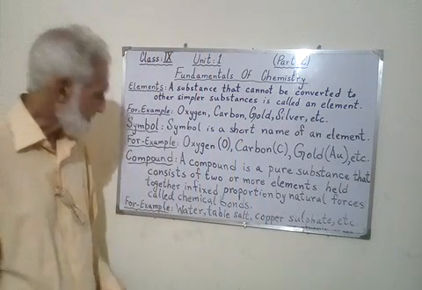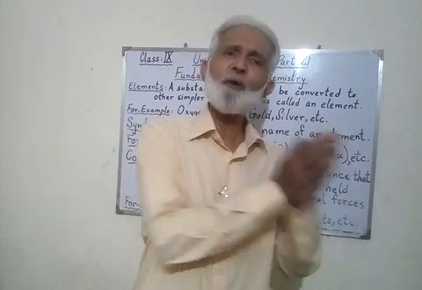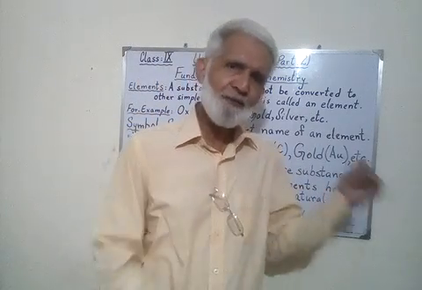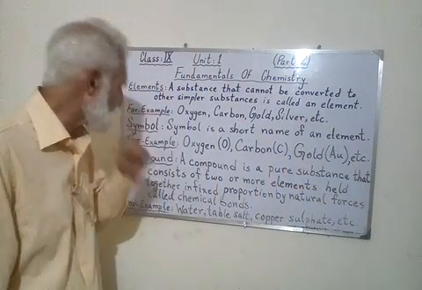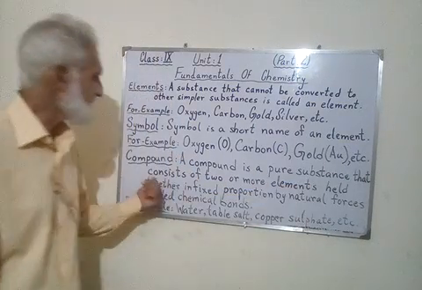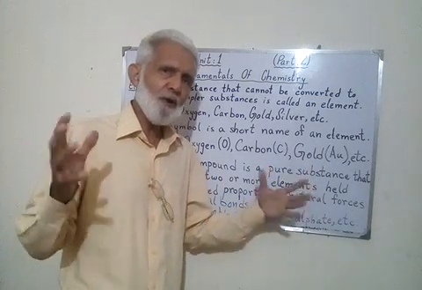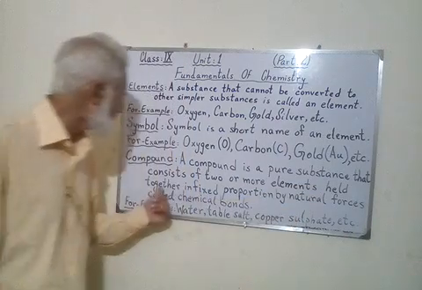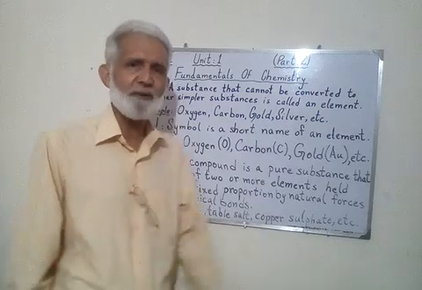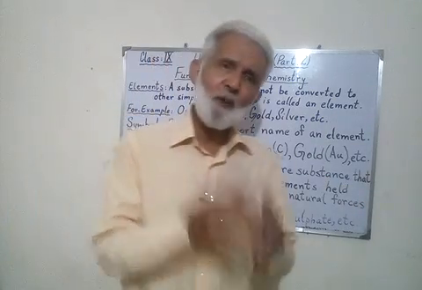Then comes compound. A compound is a pure substance that contains 2 or more elements. When 2 or more elements combine together, it forms a compound. A compound is a pure substance that consists of 2 or more elements, held together in fixed proportions by natural forces called chemical bonds. How are they fixed together? They are fixed together by bonding.